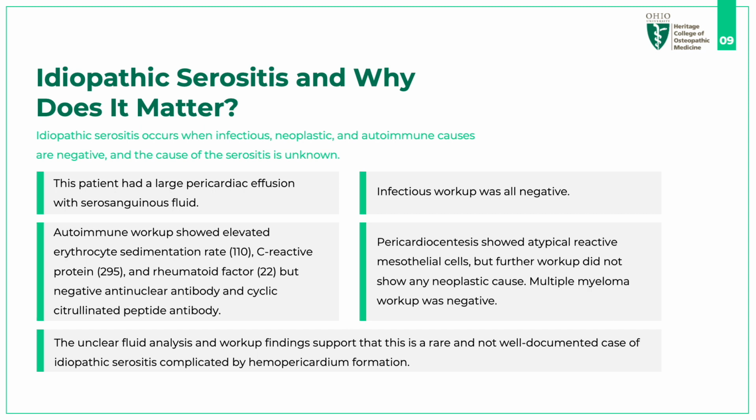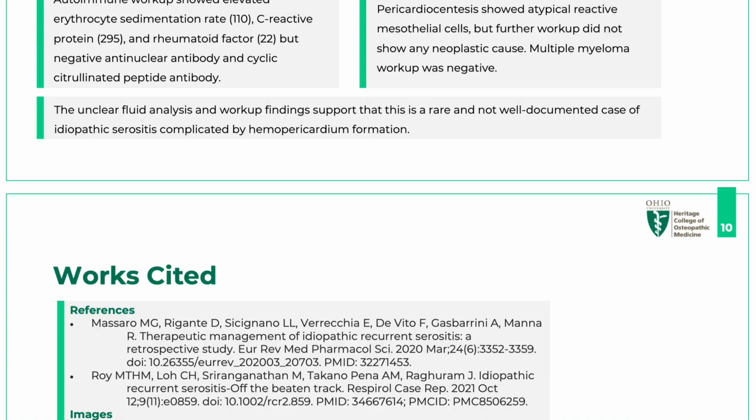In conclusion, the unclear fluid analysis and workup findings support that this is a case of idiopathic serositis, which was complicated by a hemopericardium formation. Idiopathic serositis is very rare and not well documented in the literature, and this case gives insight into this condition, its workup, and potential complications.